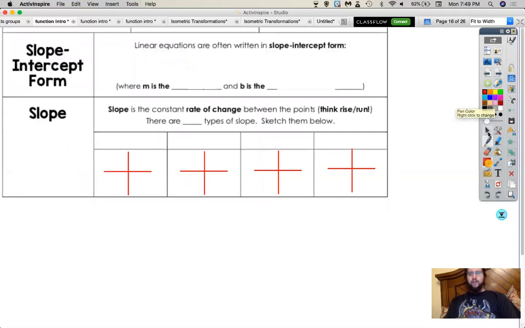All right, so slope-intercept form. This is probably what most of you are used to when talking about linear equations. y equals mx plus b. m is your slope, b is your y-intercept. Okay?